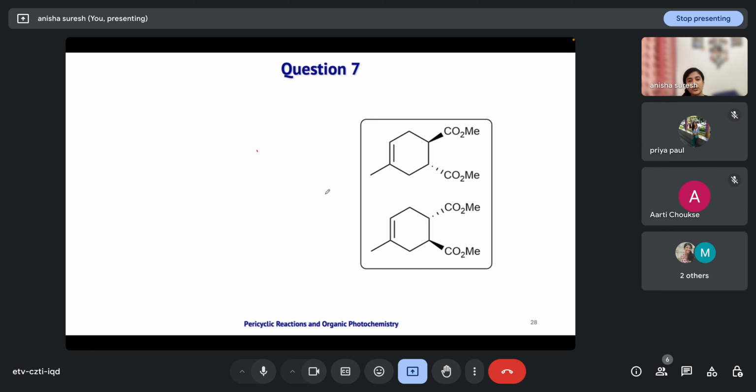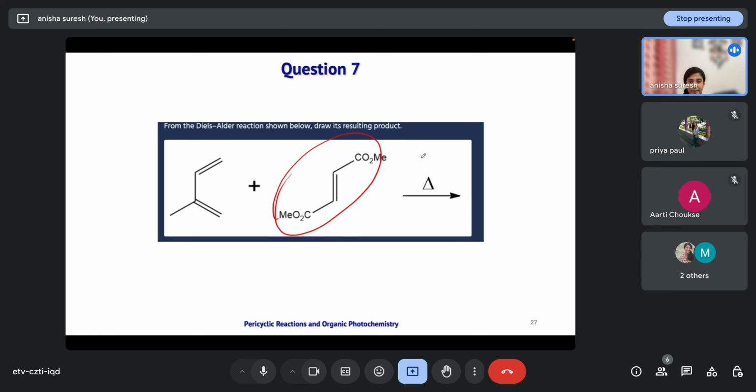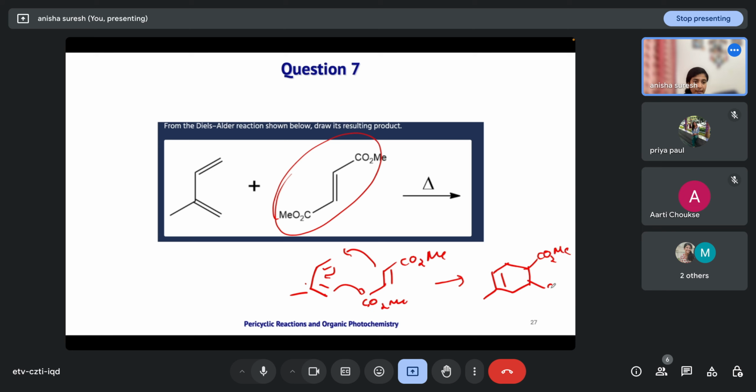Yes. So the products can be either in this way, where the above CO2Me is, if we consider it like this, it will result in the formation of this product with two CO2Mes, right? So either this can be above the plane and this below the plane, or the reverse. This can be below the plane, this can be above the plane. There are possibilities for both.